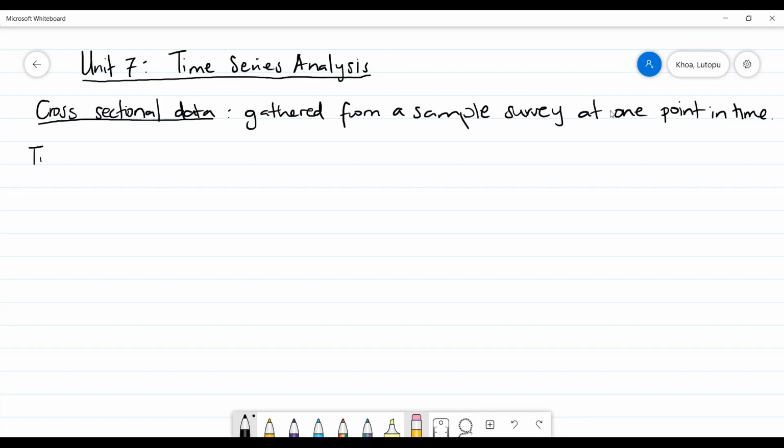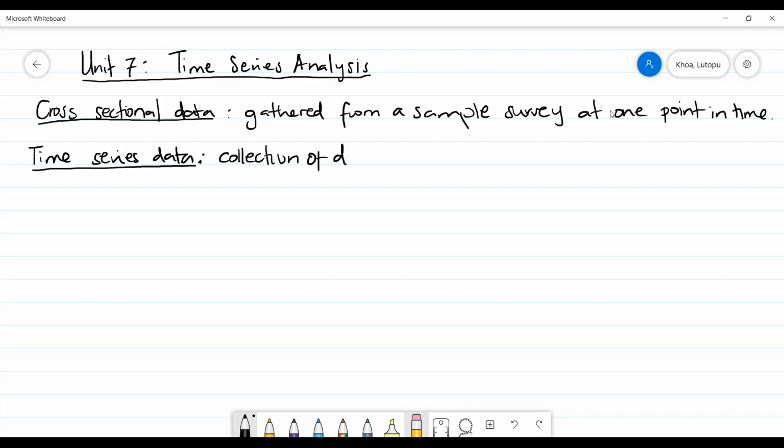Now, time series data, in contrast to that, is data that is gathered over a period of time. So let's say you're interested in the age of NAS students. Instead of just collecting a sample today and then telling me that the average age of NAS students is this much, maybe you started 5 years ago, and every year in October, you calculate the average age of students. That collection of data over a period of time is what we would call time series data.